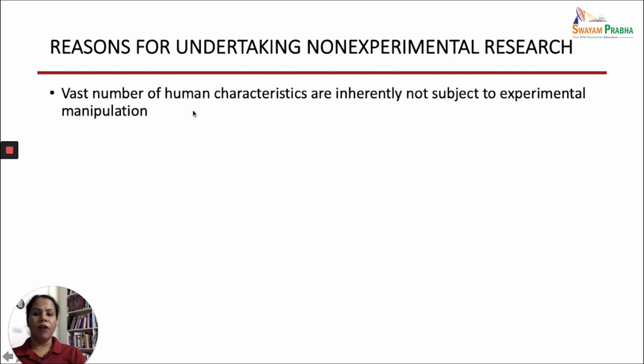The first one is that a vast number of human characteristics are inherently not subject to experimental manipulation. There are many phenomena, many variables of human characteristics which we cannot study experimentally. For example, if we talk about the beliefs of people, the disease conditions of people, or their personality characteristics, we are not able to change or manipulate them. So we need to study those particular characteristics in a non-experimental way.